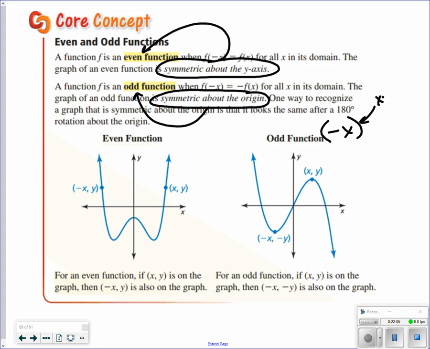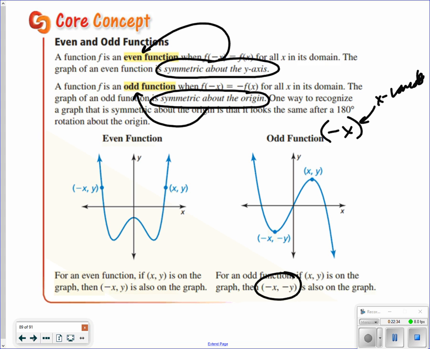Here's how you actually do this: you plug in a negative x for all the x variables. If you end up getting the exact same function, then it's actually considered an even function. If you put negative x in for all the x's and everything has been changed, notice all the x's and all the y's have been changed, then you'll actually have an odd function.